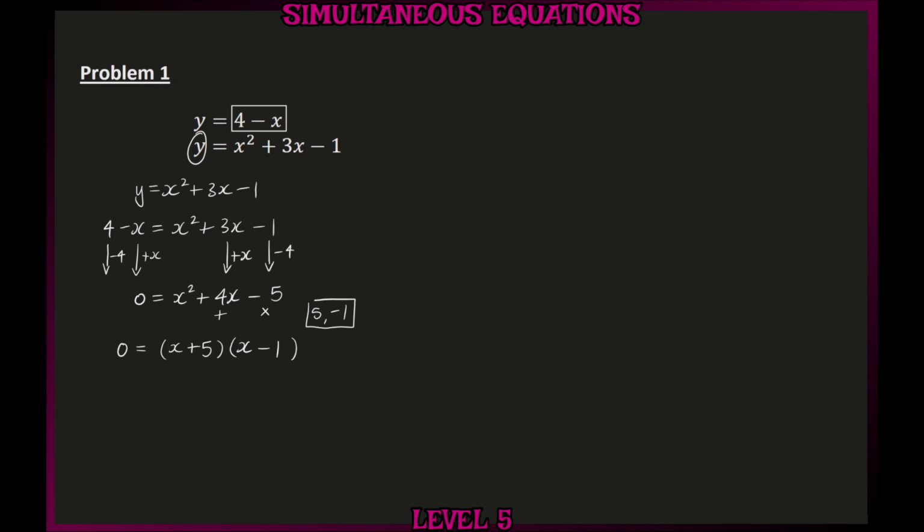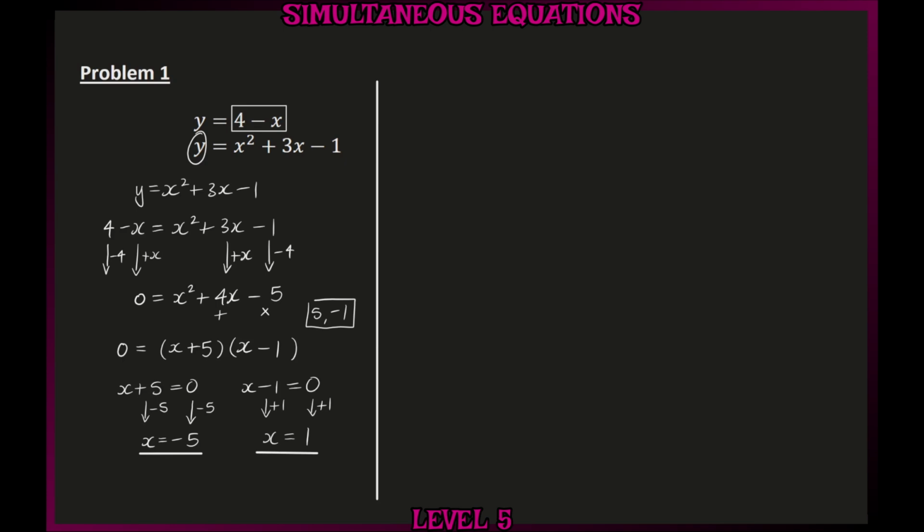Since these two brackets are multiplying together to make 0, one of the two brackets needs to be 0. So either x plus 5 is 0 or x minus 1 is 0. We can now solve each of these independently. Starting with x plus 5 equals 0, we can subtract 5 from the left to remove the plus 5 and do the same on the right. This gives us x is equal to minus 5. Looking at the other equation, x minus 1 equals 0, we can remove the minus 1 by adding 1 to the left and also to the right, and this gives us x is equal to 1.